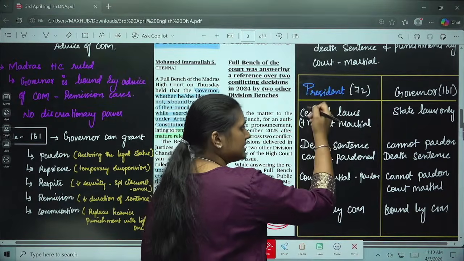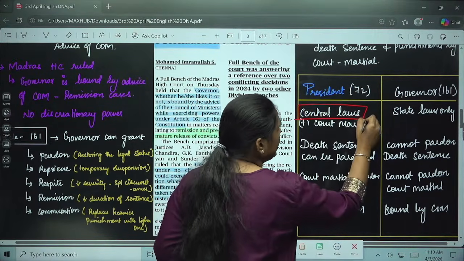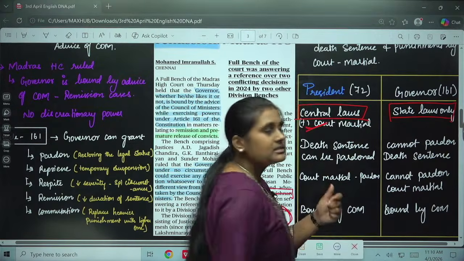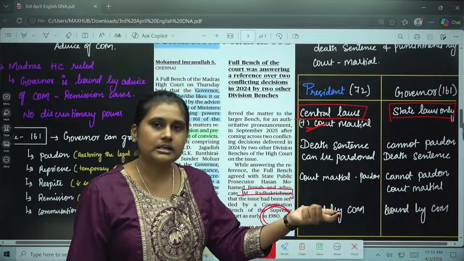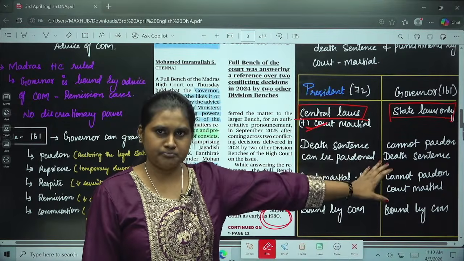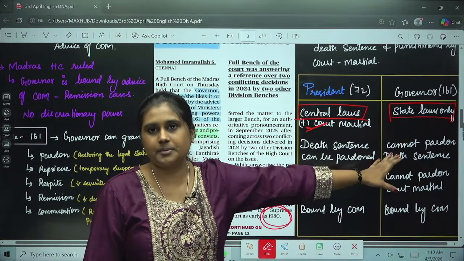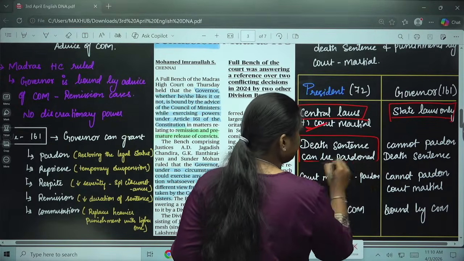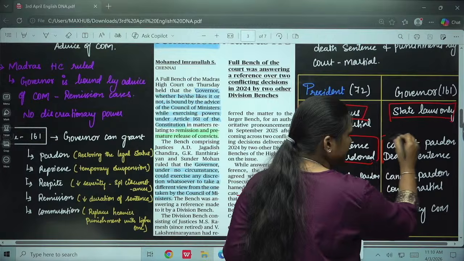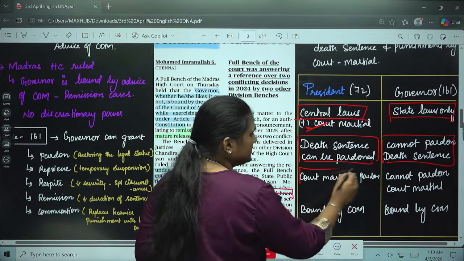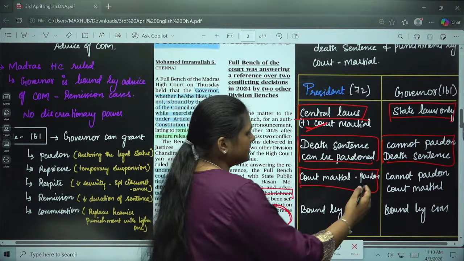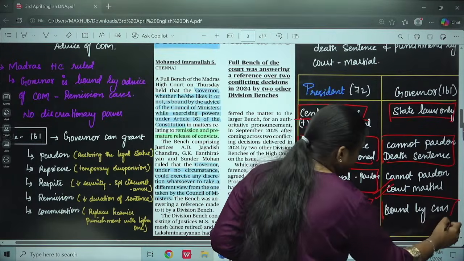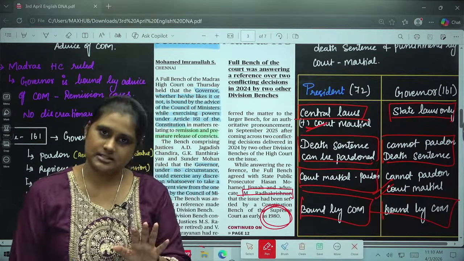The President can give pardon for what? The central laws and also court martial. But the Governor's power exists only for the state laws. The military or any other higher punishments of other bodies cannot be pardoned by the Governor. Second, the death sentence can be pardoned by the President, but the Governor does not have that power. Then court martial pardon can be given by the President, but it is not available to the Governor, and both of them are bound by the Council of Ministers' advice. Clear?